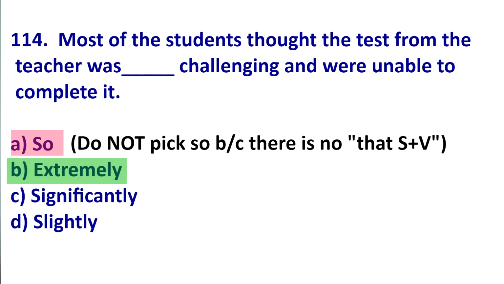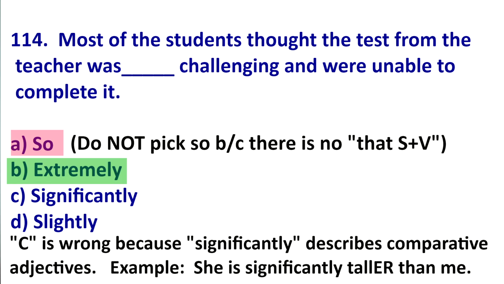Many people might ask, why not significantly? Well, significantly goes before comparative adjectives and adverbs. For example, I could say she is extremely tall, but she is significantly taller than me. All right, but remember, so is definitely not the answer here in TOEIC because there's no that subject verb.